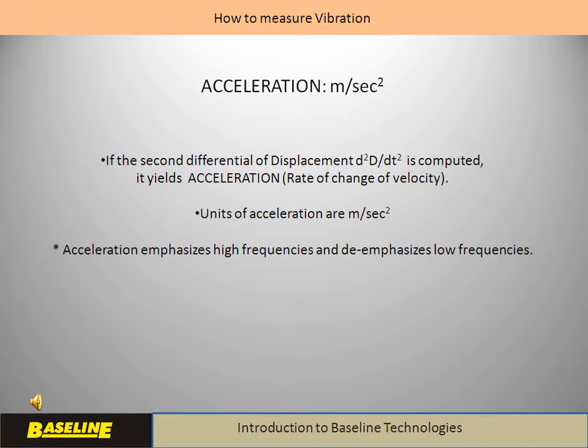The rate of change of velocity is acceleration. This is the second differential of displacement over time. The metric units of acceleration are meters per second squared. Sometimes this is also expressed in terms of the gravitational constant g, which is equal to 9.8 meters per second squared. Acceleration emphasizes high frequencies and de-emphasizes low frequencies.